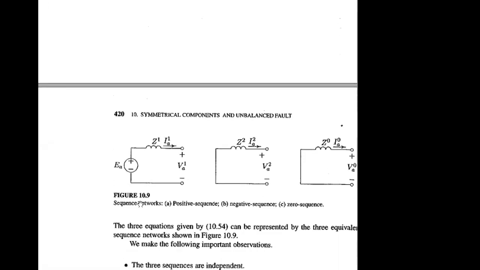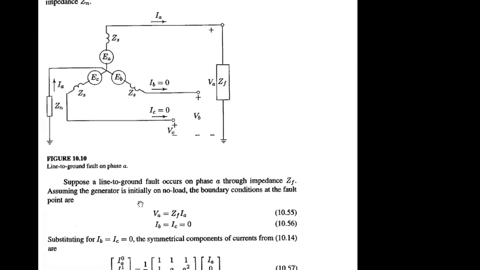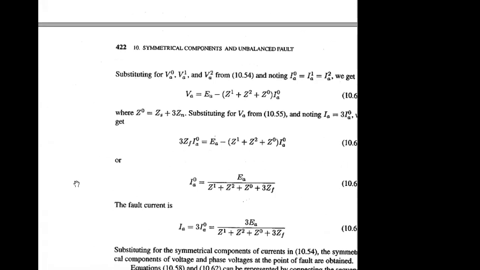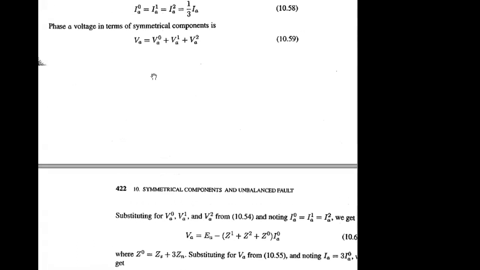Yes. Now that equation is used for different scenarios, such as single line to ground or double line to ground. That means VA can be VA0, VA1, VA2.